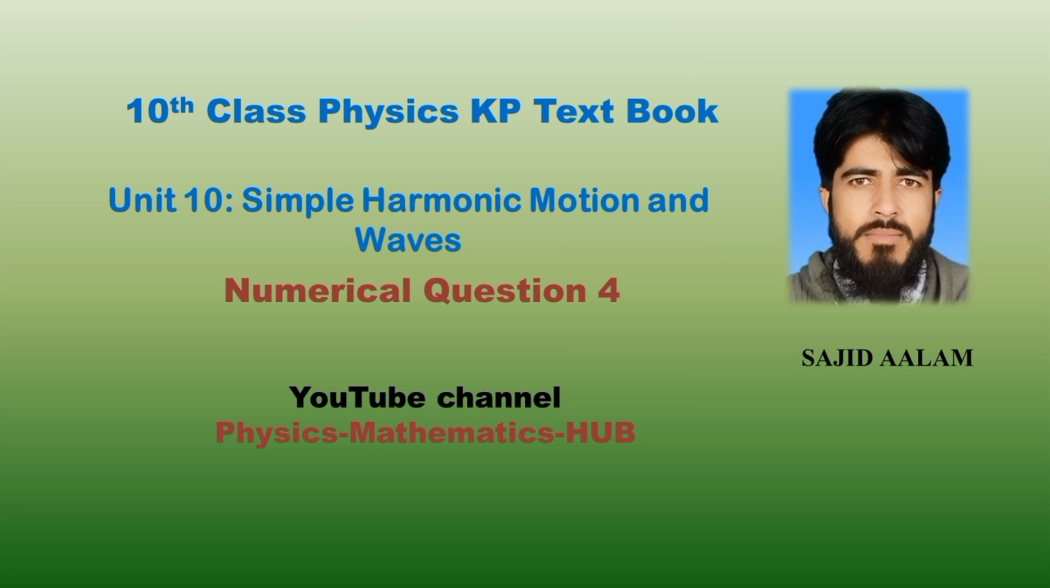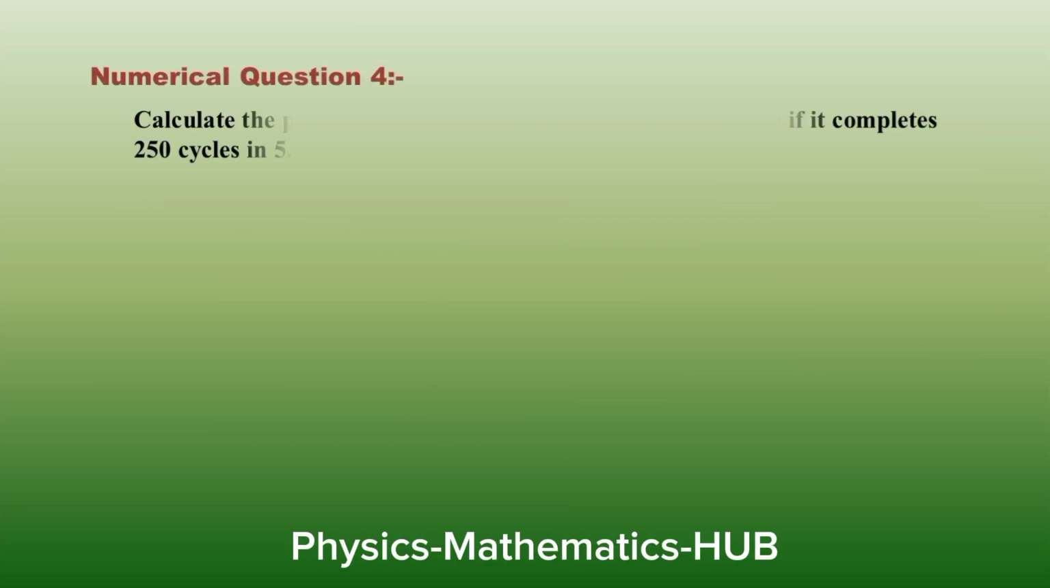Today we are going to solve the fourth numerical question from Unit 10, Simple Harmonic Motion and Waves, in the 10th class physics textbook for KP boards. Let's begin. Here is the problem. Calculate the period and frequency of a propeller on a plane if it completes 250 cycles in 5 seconds.